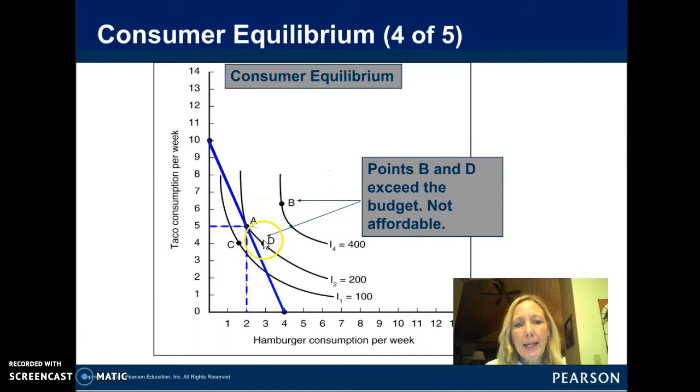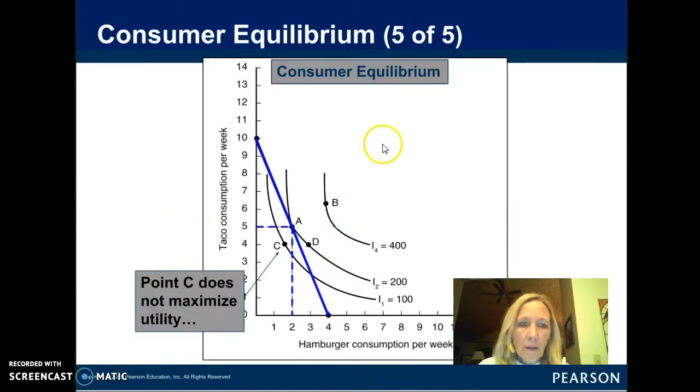The problem with point B and D here is she cannot afford those combinations of goods, because they don't fit her budget. The only thing that's $5 is every point along this blue line. And so D is too expensive and B is way too expensive. On the other hand, point C doesn't maximize her utility. She could do better. So consumers are always going to buy the best quality that they can afford. So this doesn't maximize her utility because she could afford better.